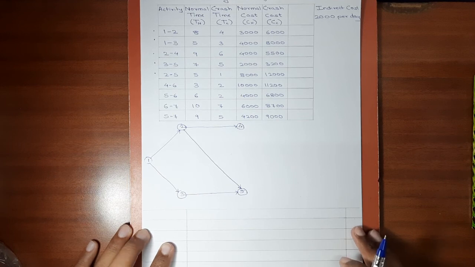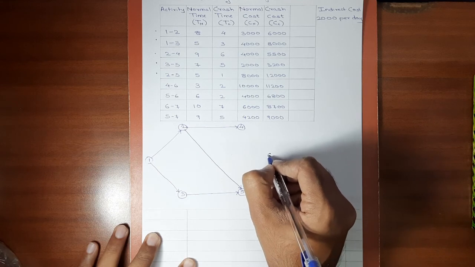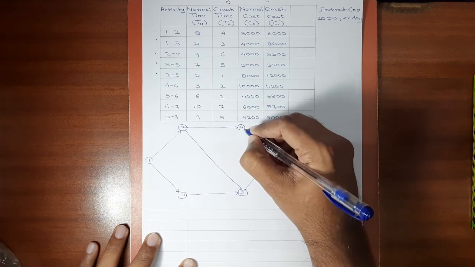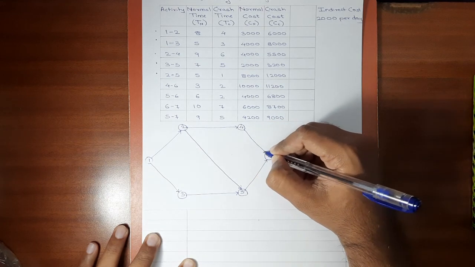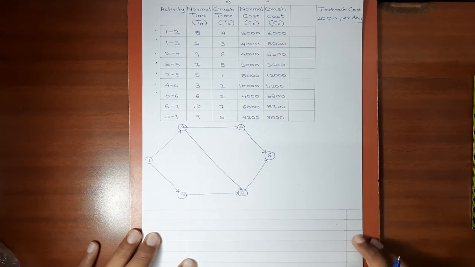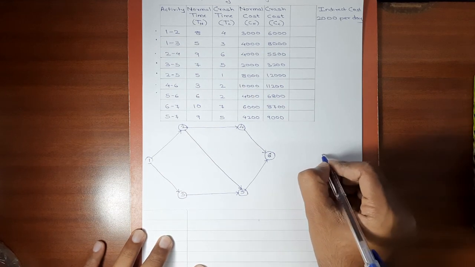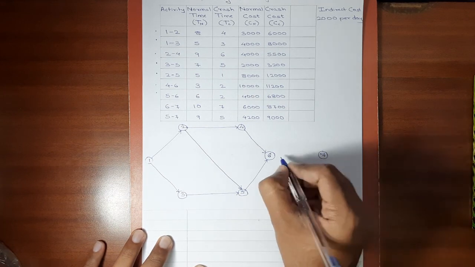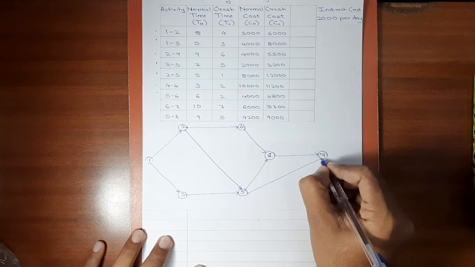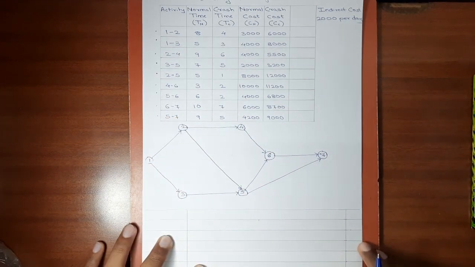Next, 4-6 and 5-6. We'll keep the sixth node in the center. Okay, 4-6 and 5-6 are also done. Then we have 6-7 and 5-7. Okay, let's do it like this. 6-7, 5-7. All the activities are covered.